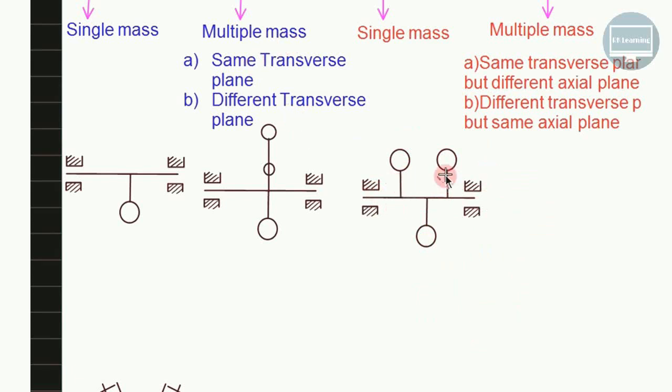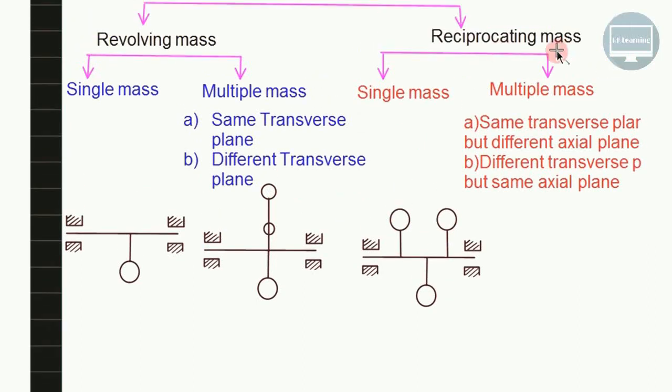So multiple mass we'll discuss in two stages: one in a single plane and one in multiple transverse planes. This perpendicular to the axis is called the transverse plane. Similar to this, reciprocating masses will also be classified into single mass and multiple mass.